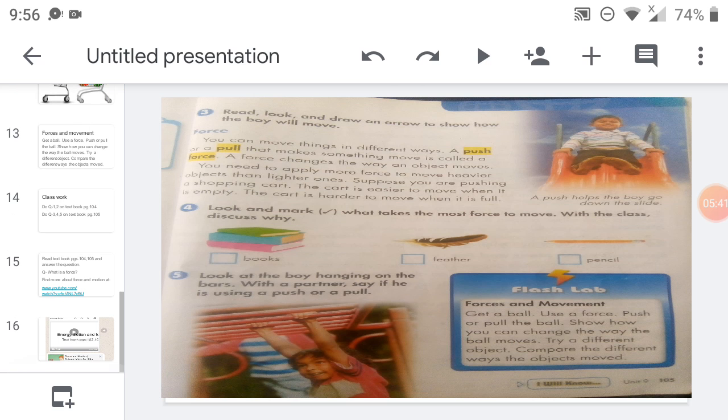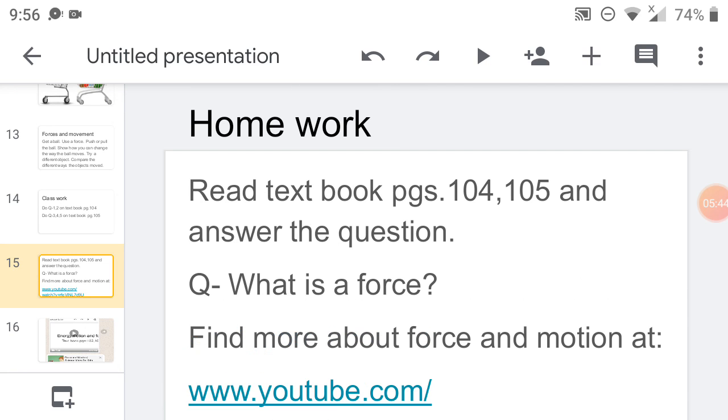Okay. Now homework is here for you. What to do in the homework? Read textbook pages 104 and 105 and answer the given question in your notebook. But if the notebook is not there, what to do? Use a loose sheet to do your homework, okay? But please students, be careful about your handwriting. Your handwriting should be very neat and clean.